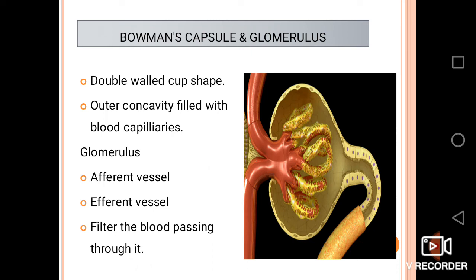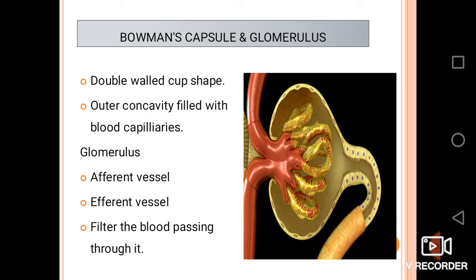So what is the main function of this? It filters the blood passing through it. One end of the artery is attached, and it brings the blood containing the waste material. For example, we know that blood contains urea, uric acid, and ammonia, which is taken by one artery, the afferent vessel, and then the filtration happens in the Bowman's capsule. The function of Bowman's capsule is to filter the blood passing through it.